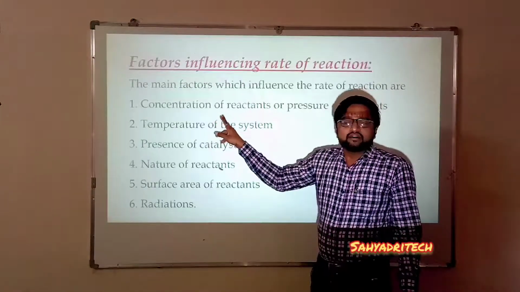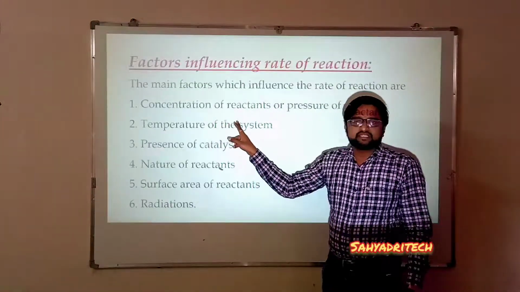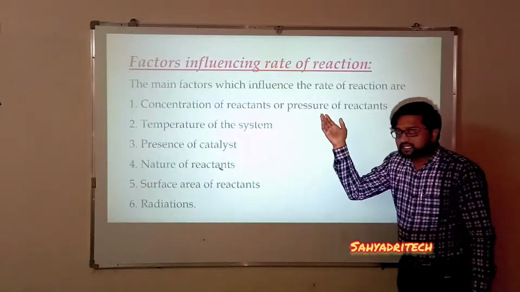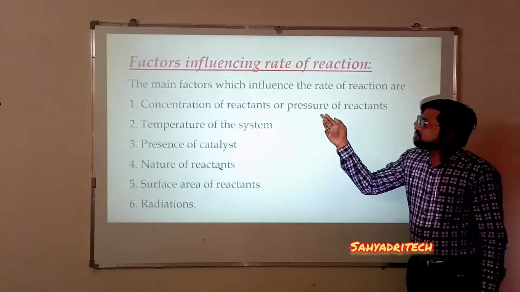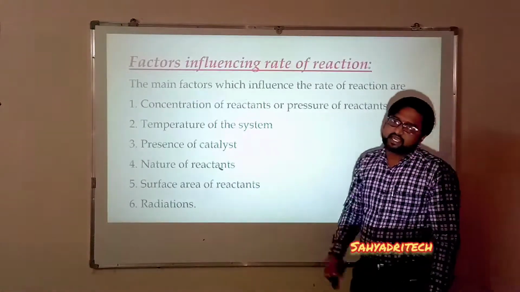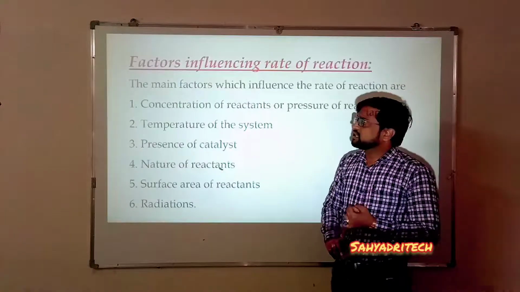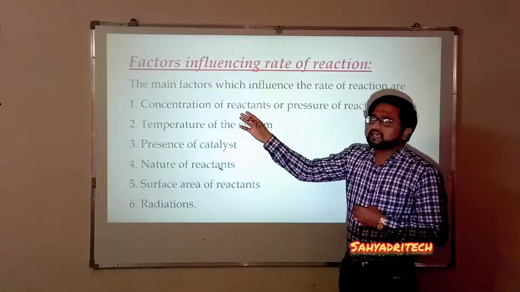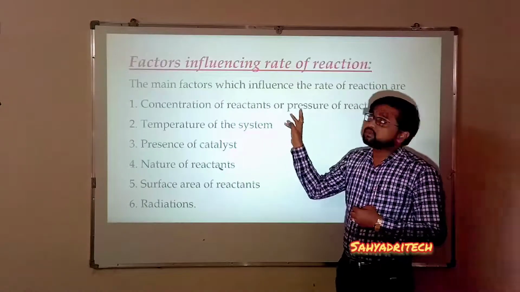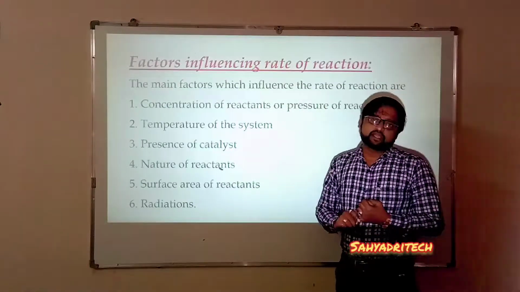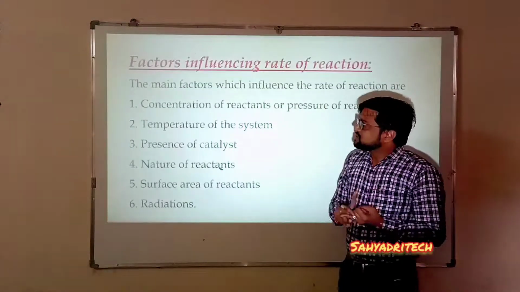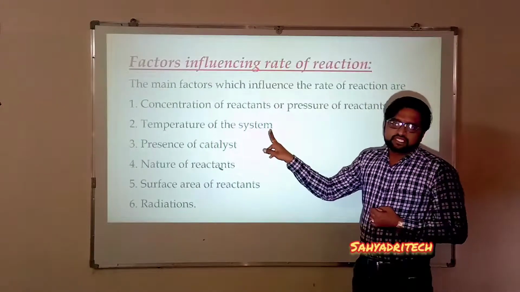On the other hand, reactants may be gaseous species. In such a case, their concentrations are specified by the partial pressure of the reactants. So what is the first factor here? Concentration of the reactant, or pressure of the reactants, is going to influence the rate of a chemical reaction. That is the first factor. Second one, temperature of the system.